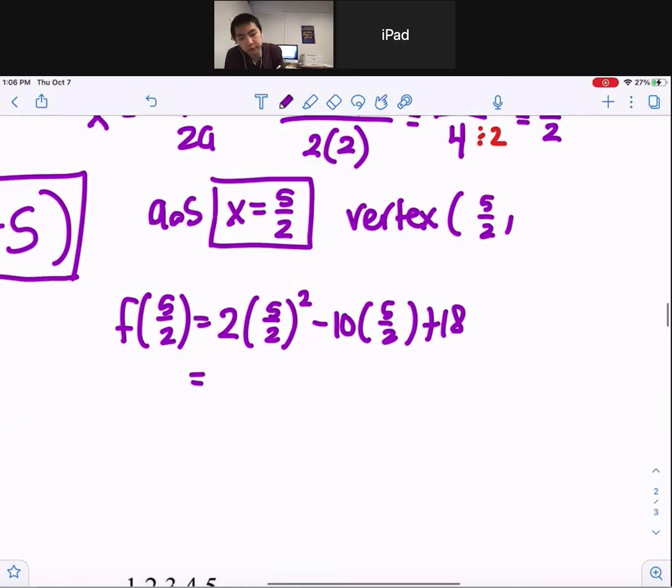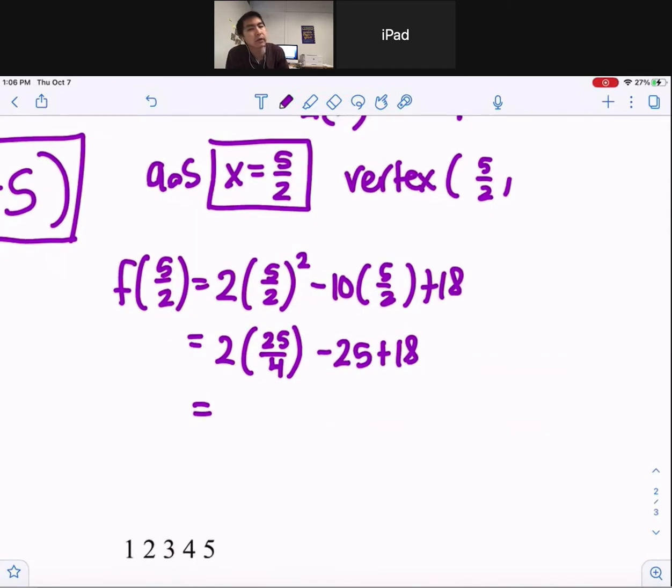Okay, 5 over 2 squared. 5 over 2 times 5 over 2, that's 25 over 4. Negative 10 times 5 halves. So negative 10 times 5 is negative 50. Negative 50 divided by 2 is negative 25, plus 18. Okay, 2 times 25 over 4 is 50 over 4, and you can divide top and bottom by 2 to get 25 over 2. And negative 25 plus 18 is negative 7. Now, we can put that over 1 as a fraction and get common denominators, so multiply top and bottom by 2.